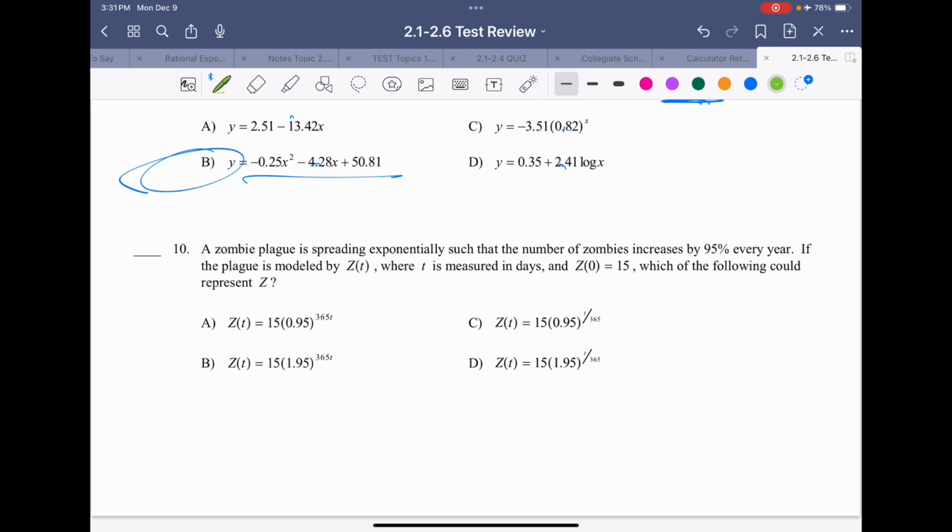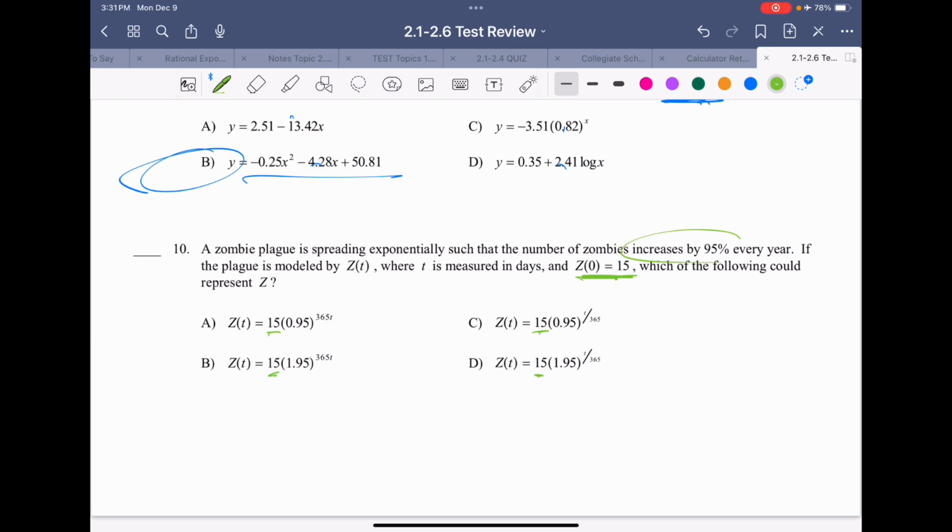All right, now zombies. Zombie plague is spreading exponentially such that the number of zombies increases by 95% every year. That is scary. If the plague is modeled by Z of t, where t is measured in days, and Z of 0 equals 15, then which of the following could represent Z? The fact that Z sub 0 is 15 tells you that's your initial amount, which they all have, but we can look at that.